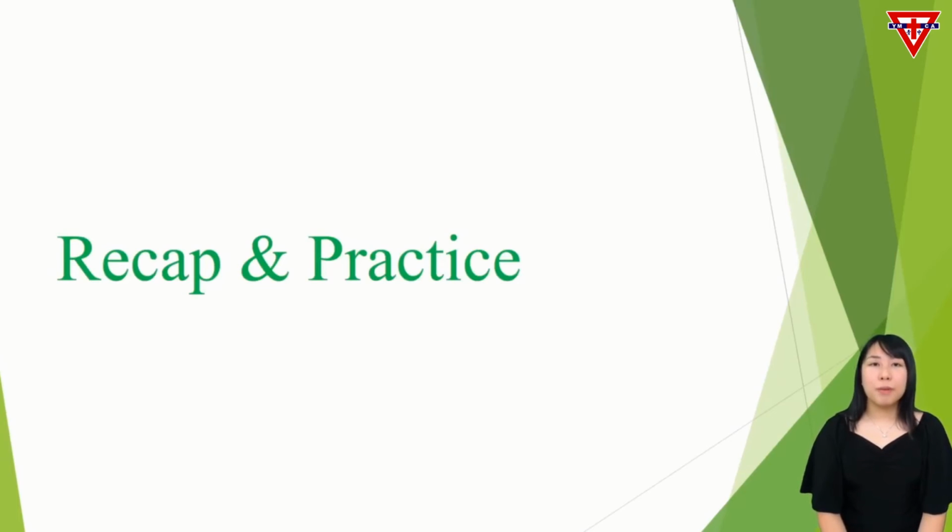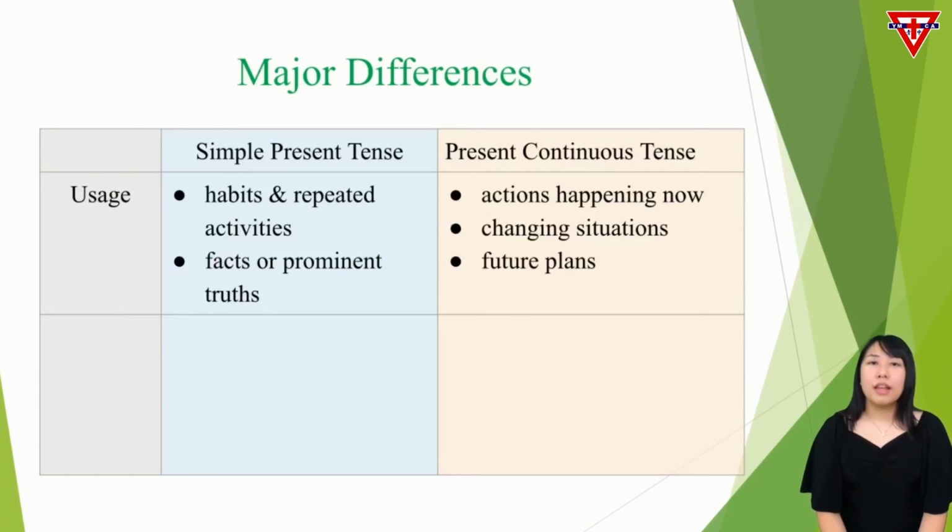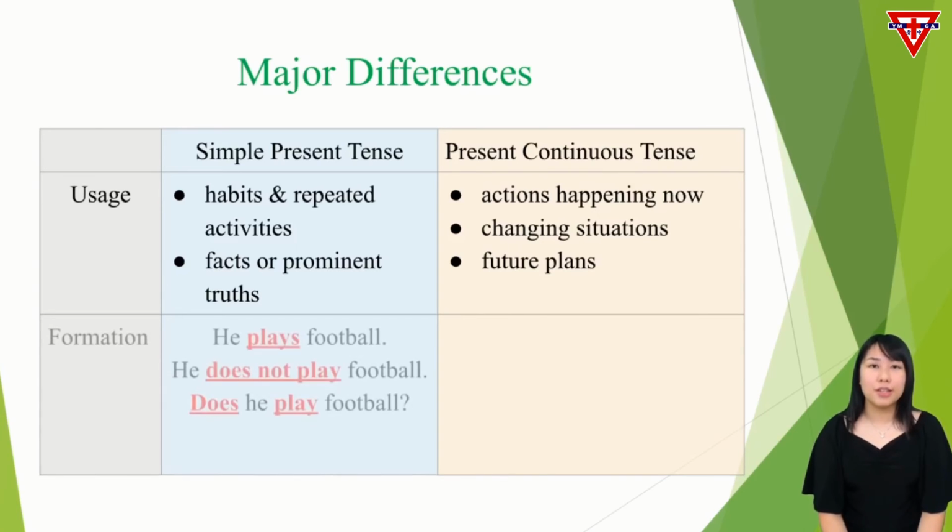Time for recap and practice. In this lesson, we have learned 2 tenses, the simple present tense and the present continuous tense. In terms of the usage, the simple present tense is mainly used when talking about truth or repeated activities, while the present continuous tense is used to talk about actions happening right now or actions that are changing. Talking about future plans is another featured usage of the present continuous tense.